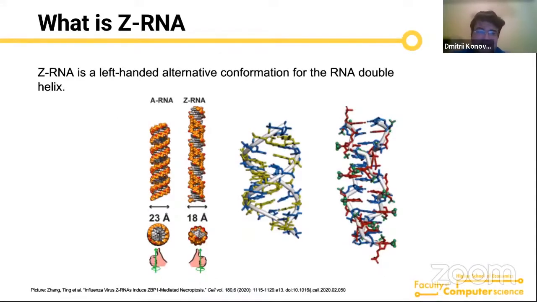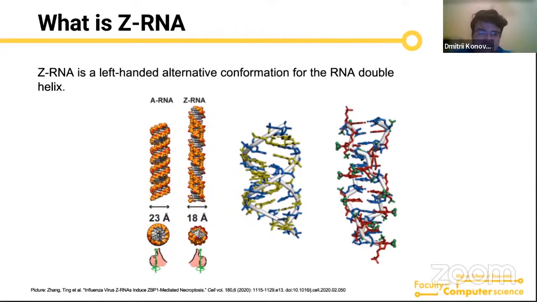Let me begin with a reminder of what zRNA is. Typically RNA has the A form, which is right-handed, and under some conditions it can become zRNA, which is a left-handed form. You can see it in the picture: on the left, it's A-RNA, and on the right, it's zRNA.